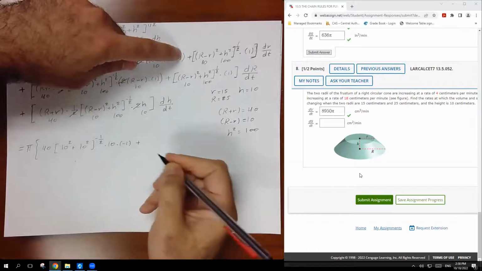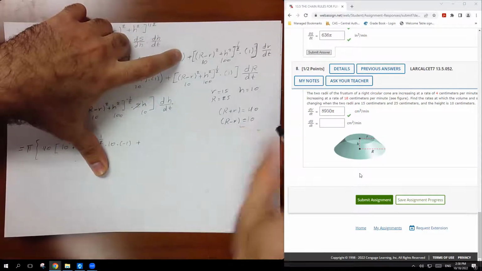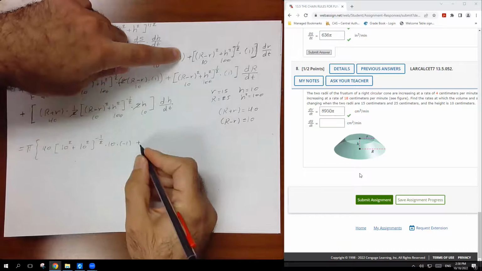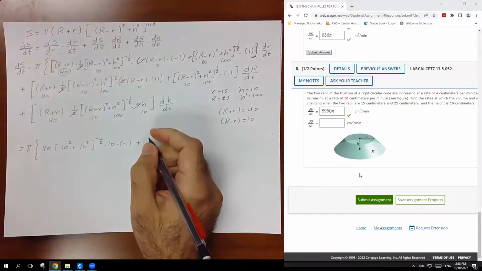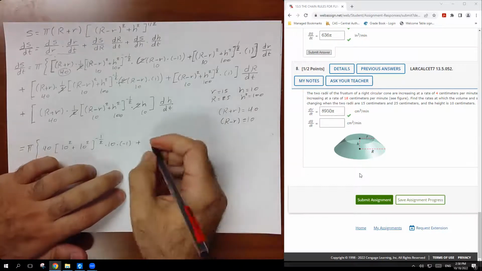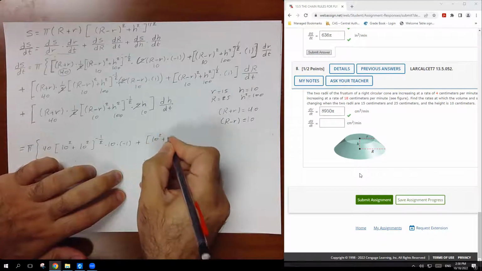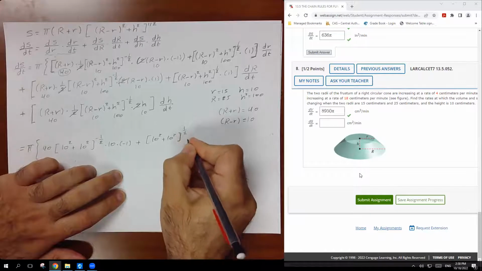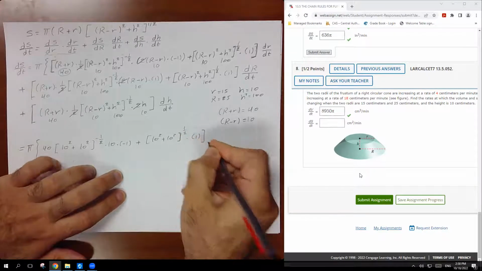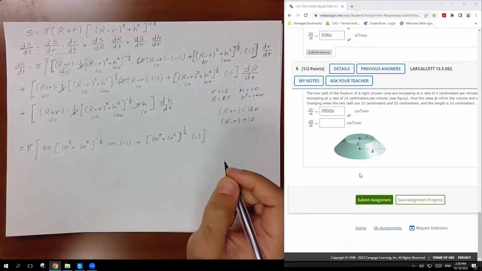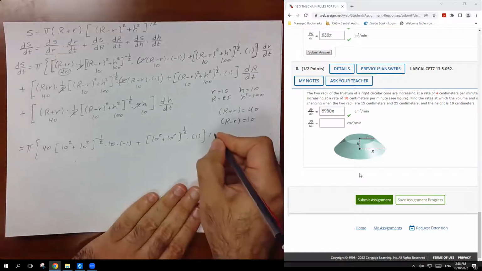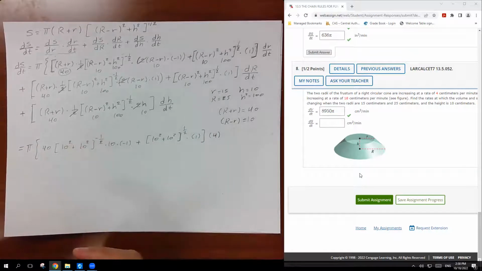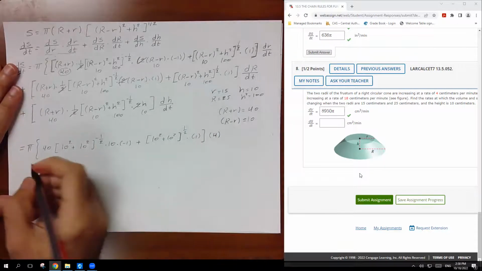Plus, let's write down the h squared on the side. h squared equals 100. And plus, let's work here. This one is going to be 10 squared plus 10 squared, which is the h squared, 100, to the half times 1. dR over dt, which is equal to 4. So this is equal to 4. Now we can simplify this one, and distribute the 4. So let's move to the next one.